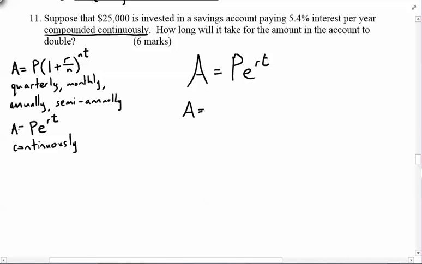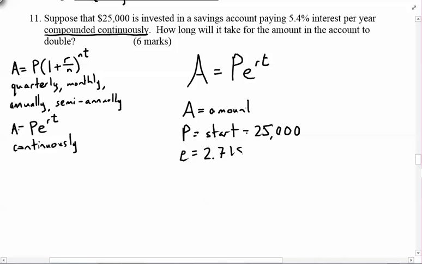So A equals the total amount in the end. P equals the starting amount, which in this case we start with $25,000. e is just the number 2.71828. It's just a number like pi. r is the interest rate, which in this case is 5.4%, so we're going to change that to 0.054, and t is the time.